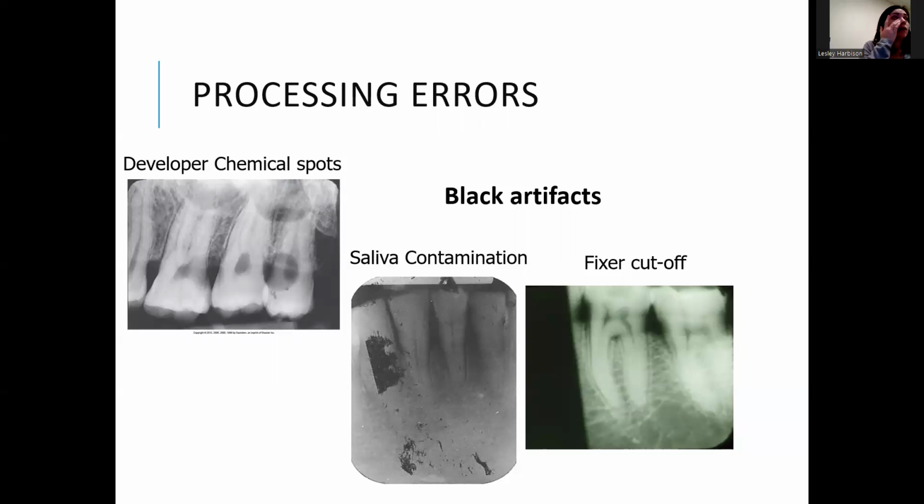For the fixer cutoff and the developer cutoff, you have to really think about what actually happened in order to sort of remember what it is. So if it cut off the fixer, that means that part of the film never got any fixer on it. It only got developed. So it's overdeveloped, and so it's black.